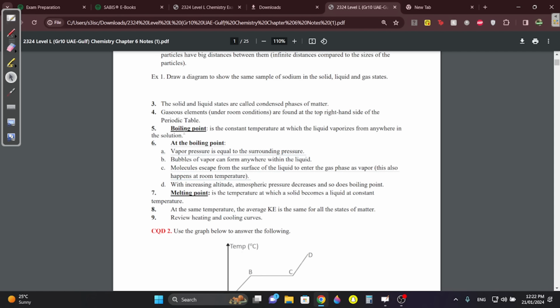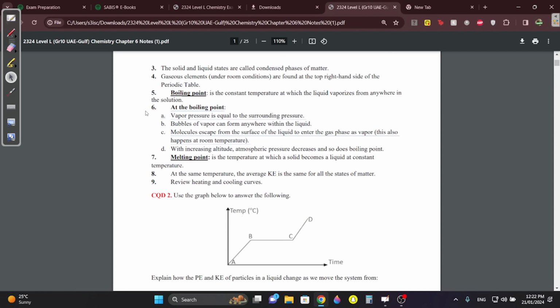You guys know that. The boiling point is the temperature at which the liquid vaporizes. Vaporizes means changes to a gas. This is important. Number 6, at the boiling point, vapor pressure is equal to the surrounding pressure. Bubbles of vapor can form anywhere within the liquid, and molecules escape from the surface of the liquid to enter the gas phase as vapor.